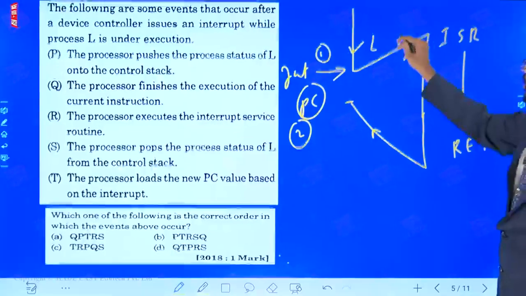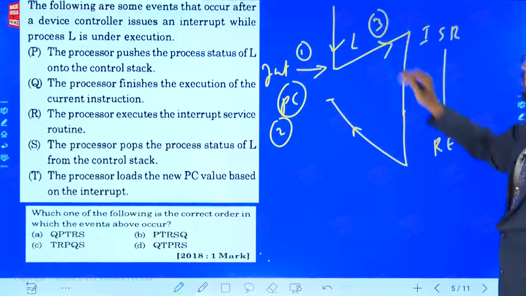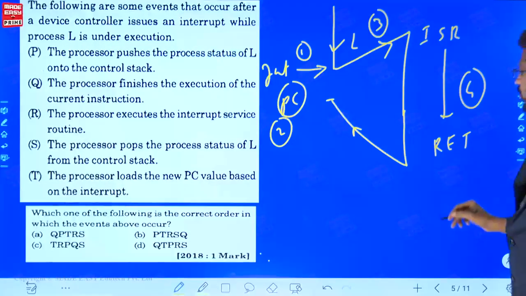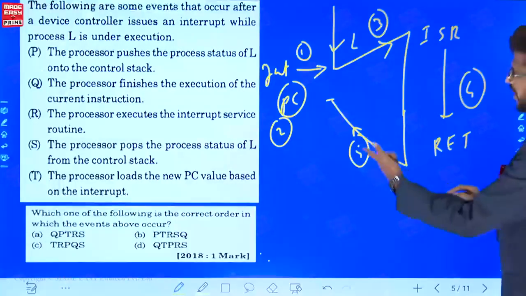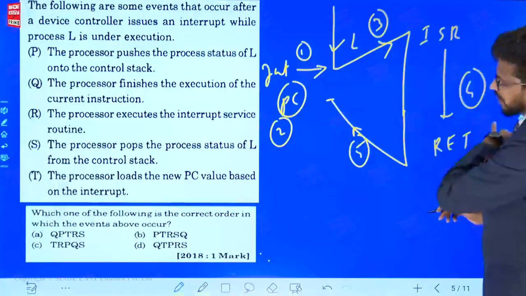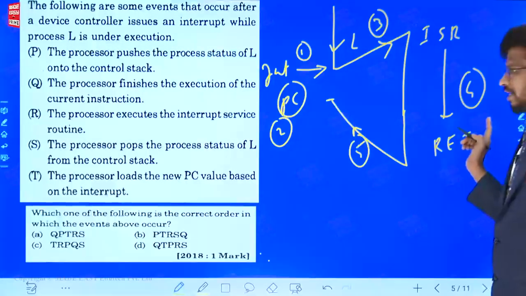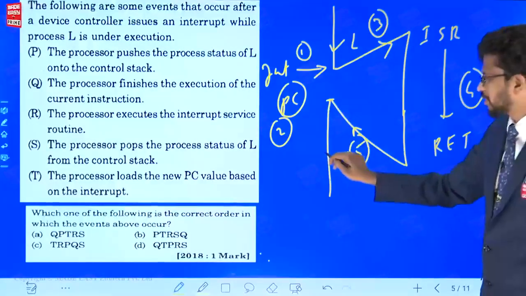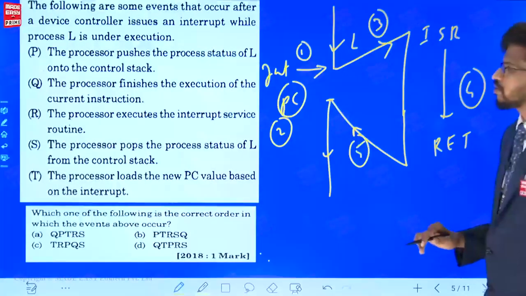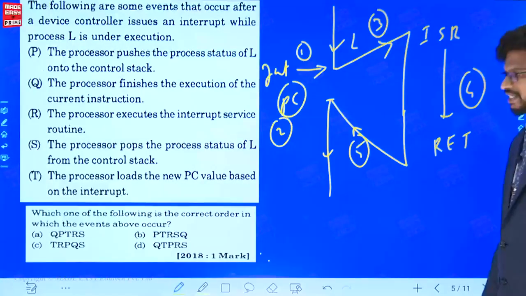This is number 3, this is number 4 and this is number 5. It means it will come back to the main sequence by taking out the data which was stored, like PC data stored in the stack. It will pop the stack and come back to the main sequence. So this is how the sequence of events continues. Therefore, you check which option is the correct option.